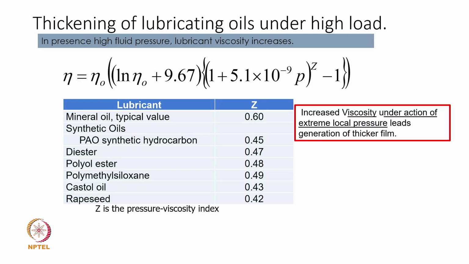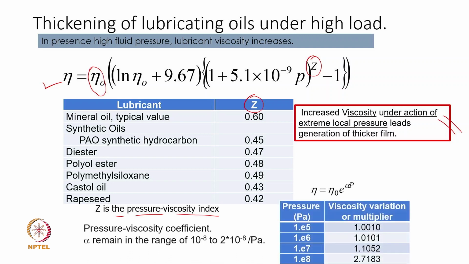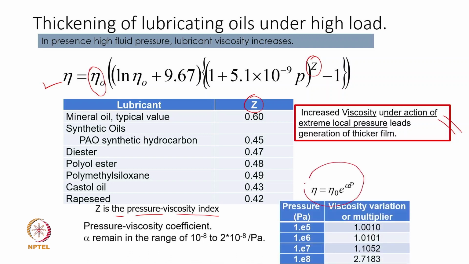For that purpose we do have some mathematical relations, and this relation is one. You can see here this is eta 0, the atmospheric pressure viscosity. There is a pressure-viscosity index component given over here, and as we mentioned, viscosity will increase drastically based on that. However, there is another relation also, eta is eta 0, again the atmospheric pressure viscosity, in terms of pressure, but this is an exponential relation. Here the exponent has one coefficient, which is the pressure viscosity coefficient, and the value of alpha for most lubricants varies from 1 into 10 raised to minus 8 to 2 into 10 raised to minus 8 per Pascal.